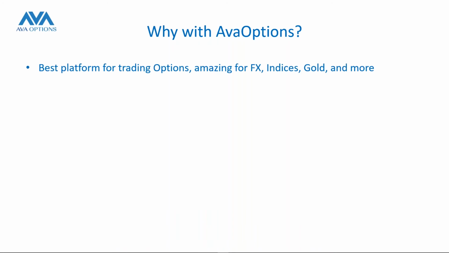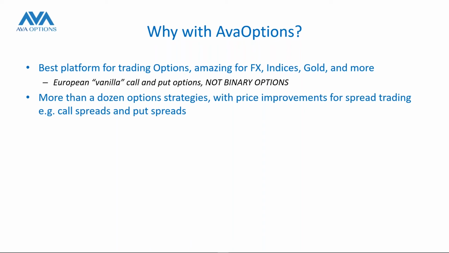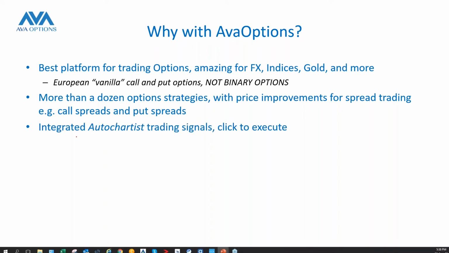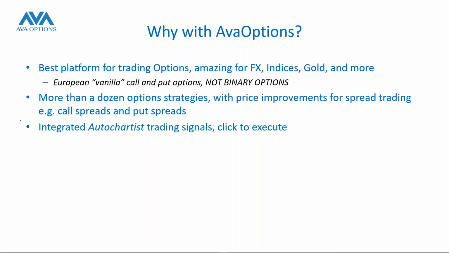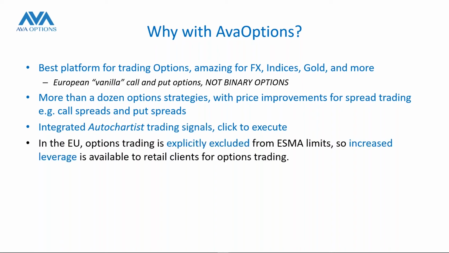Why with AvaOptions? Number one, this is the best platform for trading options. It's amazing for the underlying instruments like FX and indices and gold and others. You're trading, remember, vanilla calls and puts, not binary options. We have more than a dozen option strategies, not just buying or selling a call or a put. We have call spreads and put spreads and risk reversals and other things that you're going to learn about. We have integrated Autochartist signals, which is a great tool, not easily found, beautifully integrated into our platform.